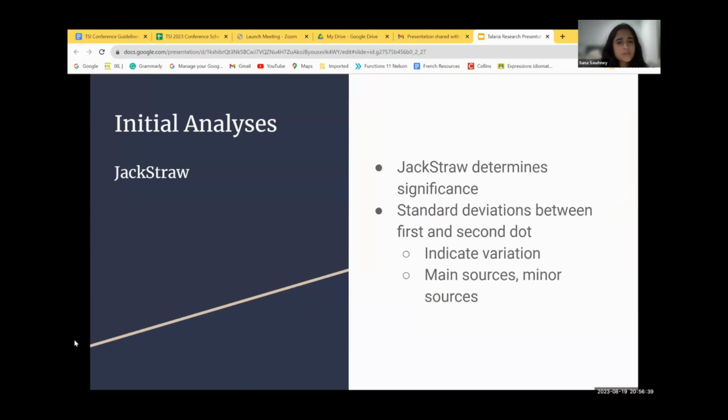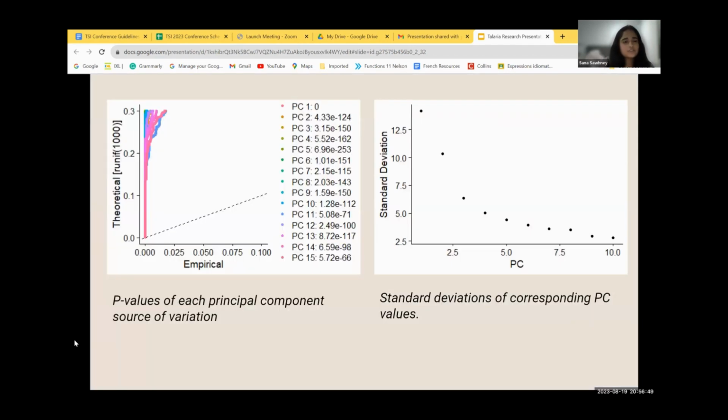Next, I used jackstraw plotting to determine which principal component analyses were significant using their standard deviations. The first figure shows us the jackstraw plot. On the right side of that first figure, we can see the p-values of each principal component. And then the jackstraw plot plotted each of these p-values, and any point that lies above that linear trend that you see indicated a significant principal component.